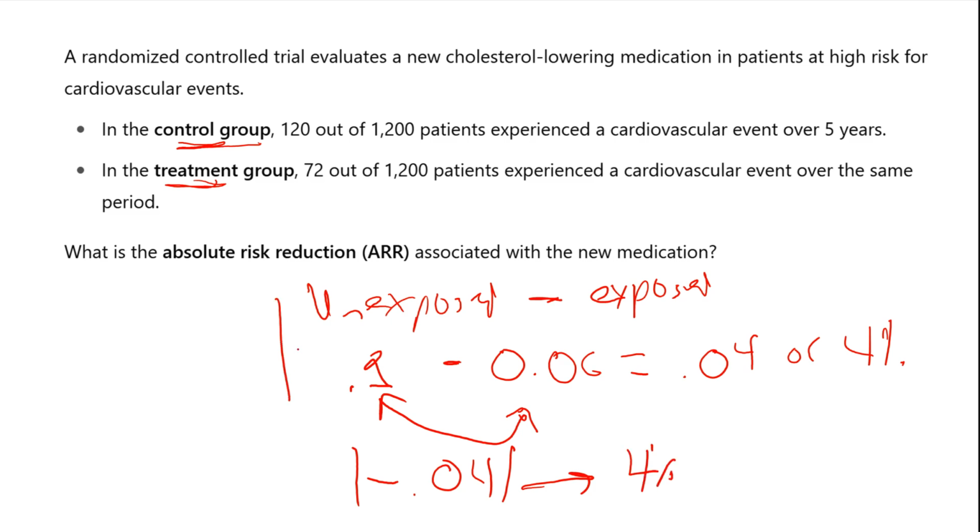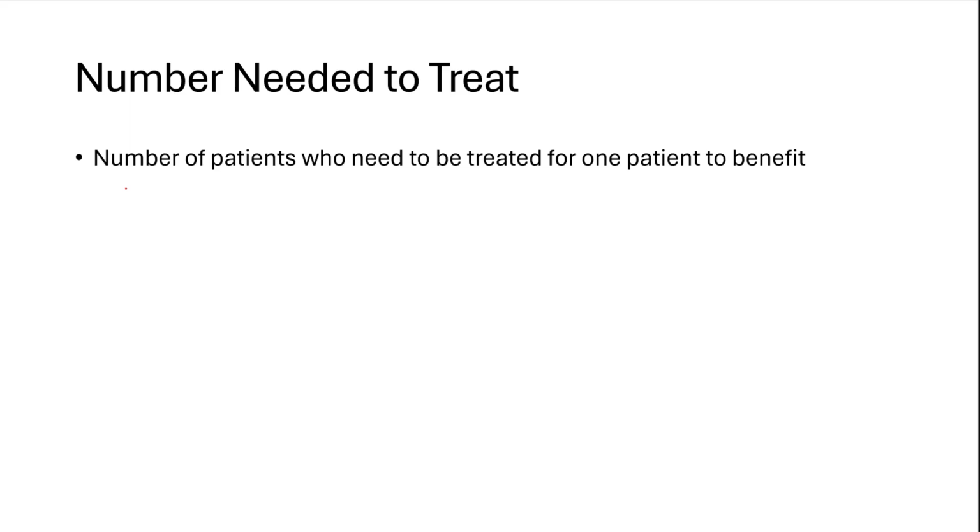Again, I still emphasize to understand exactly what's going on. Understanding the definition will help with the equations. Number needed to treat is going to be one of our last talking points. These are the number of patients who need to be treated for one patient to benefit. The lower the number, the better the treatment.